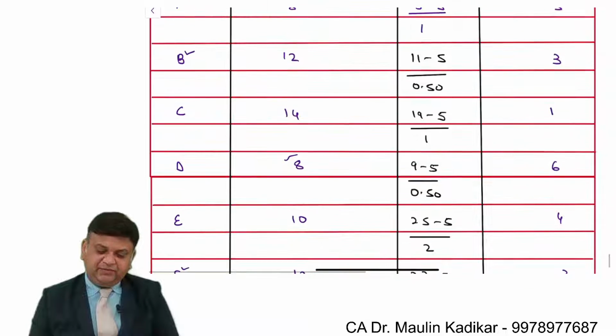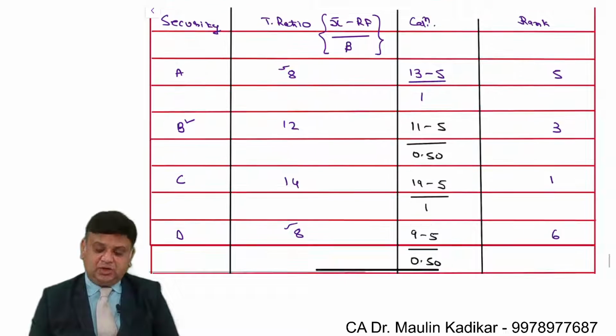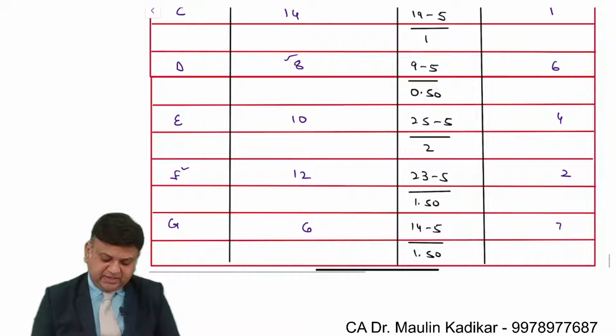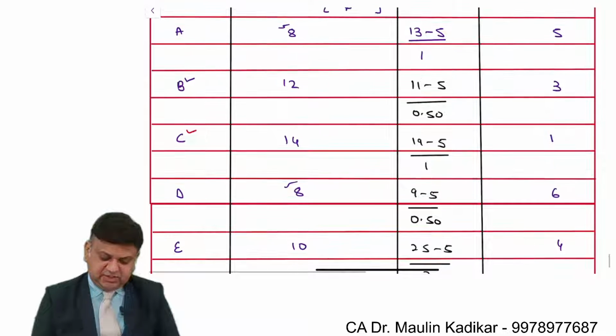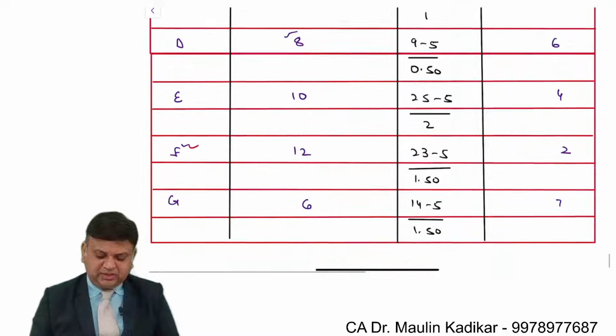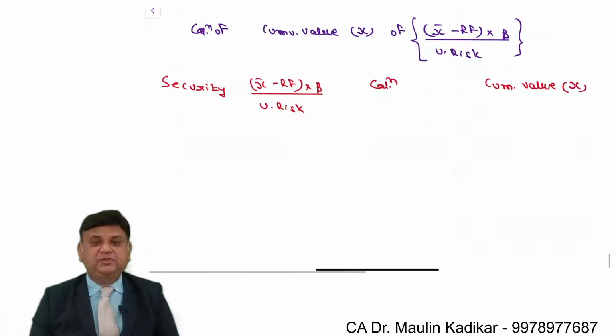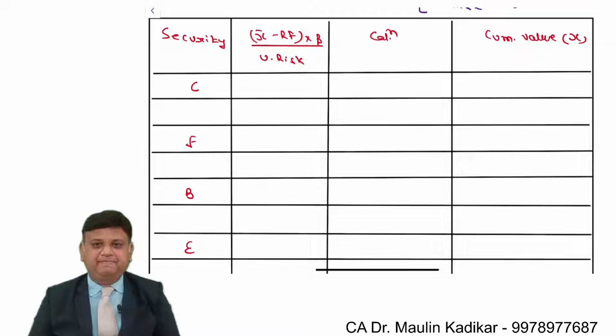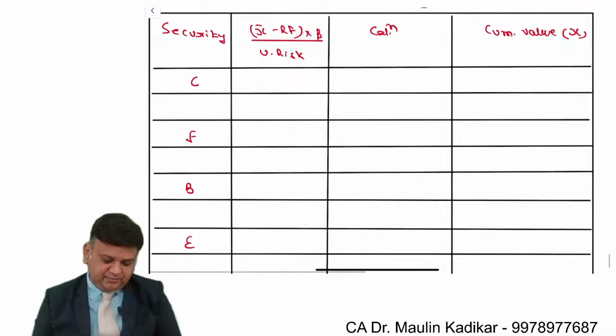Now friends, importantly, we are required to do the calculation in this order. We'll make the calculation for security C, then security F, then security B, and so on. So that is the order in which we are required to do it. I request you to do the calculation of the value of X on your own, and then I will show the working to you. Let us understand how to do it.